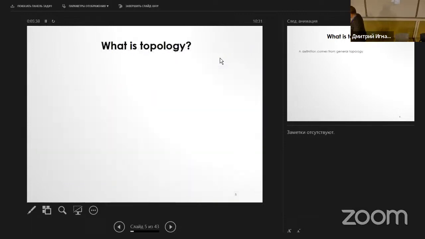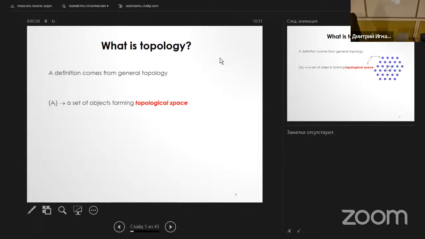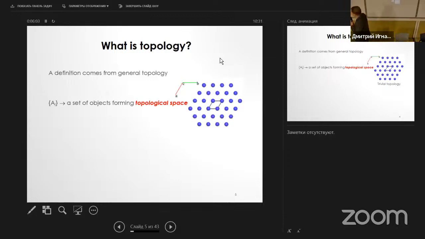Now, what is topology? We can answer this question in different ways. Of course, we can take a formal definition from general topology, and in this case, we should determine the so-called topological space. But it's important how it looks with application to crystal structures. For crystal structures, we have just a set of atoms from experiment or from theoretical modeling. This is just a set of atoms in space with some coordinates.